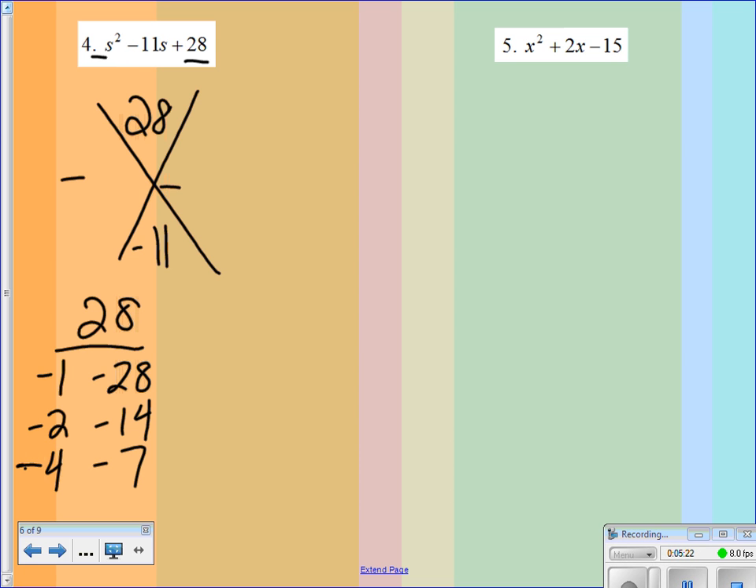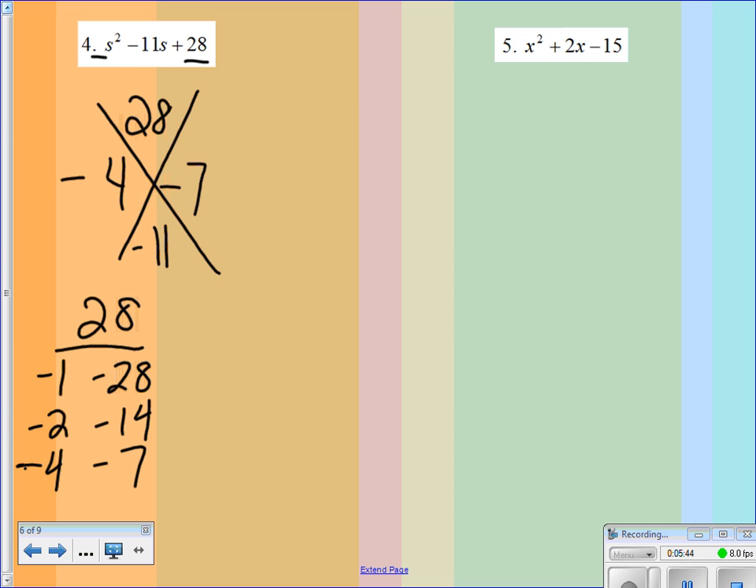So I take a look at those, and I see negative 1, negative 28, that's negative 29, that does not work. Negative 2, negative 14, that's negative 16, nope, that doesn't work either. Negative 4, negative 7, that's negative 11, that's the one I want. So I'm just going to go ahead and fill in that X.